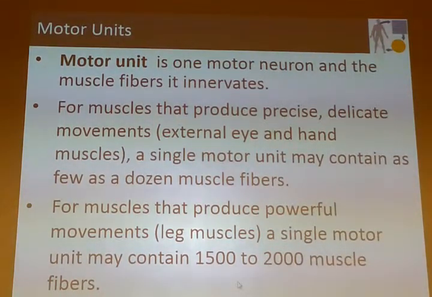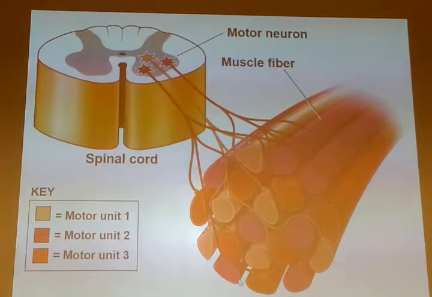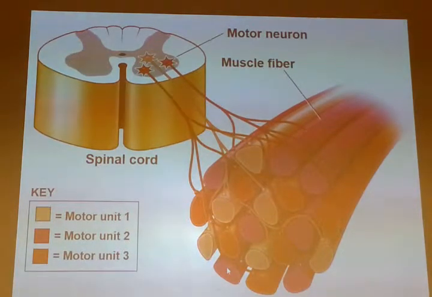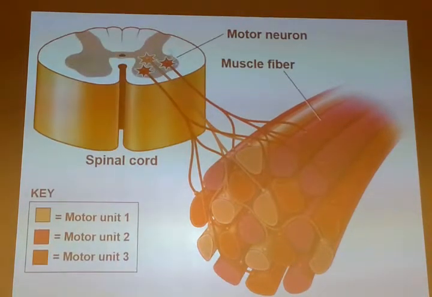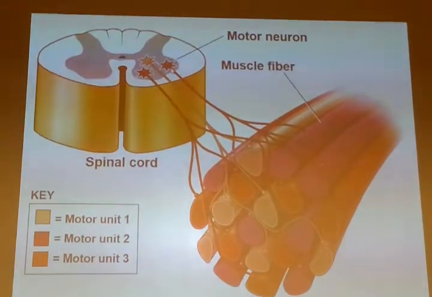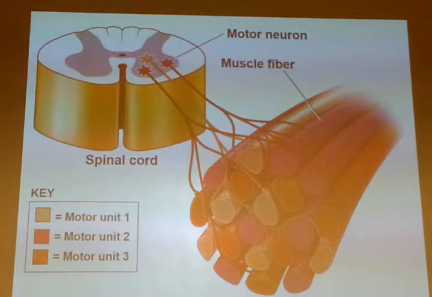Okay, 1,500 to 2,000 fibers. Okay, so Martini had something similar to this with blue, red, and purple. Now we've got red, beigey, orangey things. So motor units are the alpha motor neuron that's up here, this nerve cell body, and the muscle fibers that it recruits.